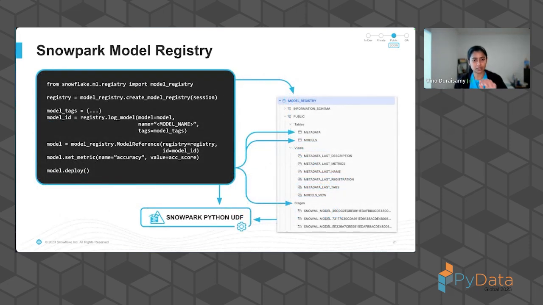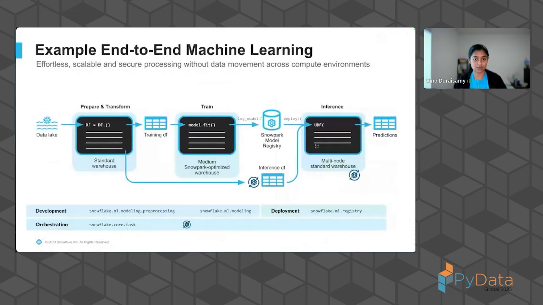Just to give you a quick understanding of how you are able to create a model registry, log a model, and then deploy it, all in about 5 lines of code, that's how easy it is to get started with the model registry. Easy to use, and super secure, because this entire workflow is now sitting within Snowflake.